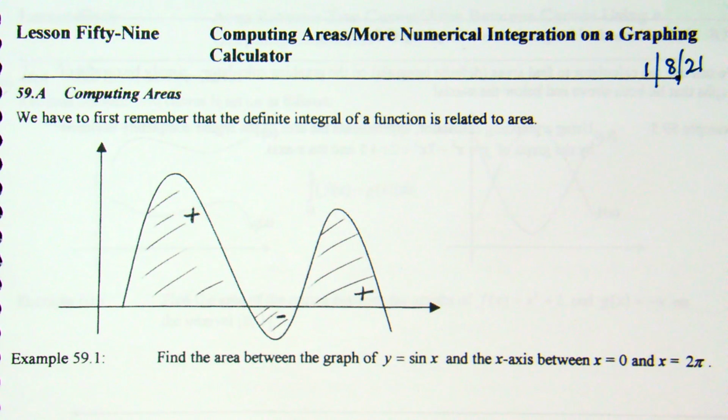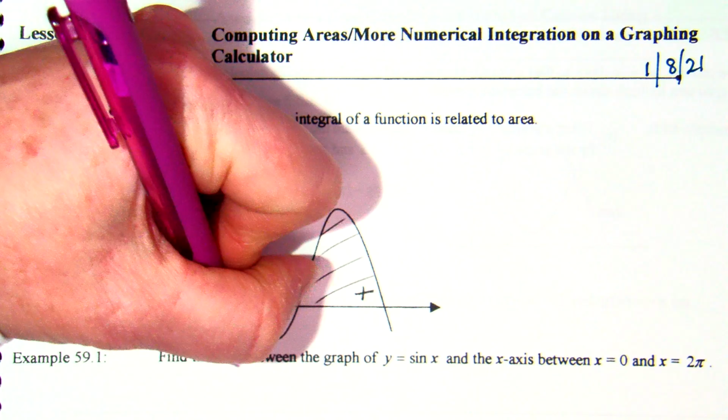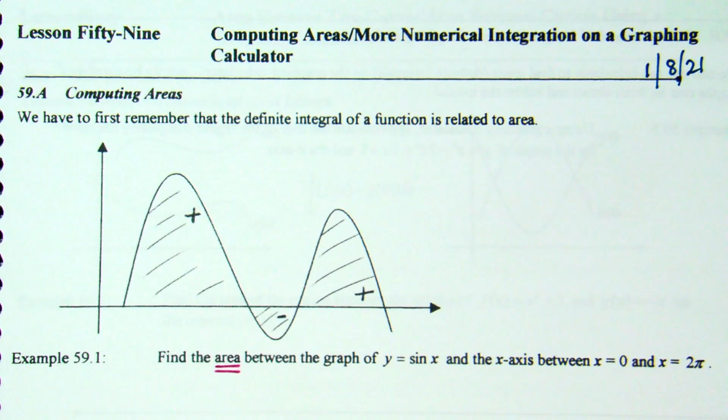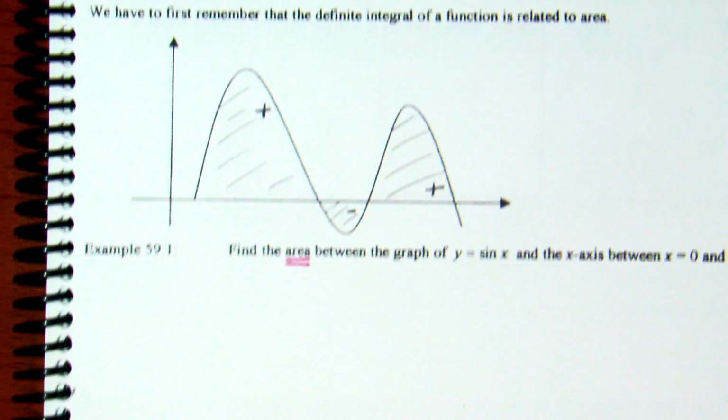So, speaking of sine, we get to talk about this as our first example. Find the area between the graph of y equals sine x and the x-axis between x equals 0 and x equals 2 pi. Notice, it says find the area. It's not asking us to find the value of the integral, it's asking us for area. So we let ourselves right into this because we've already talked about this. Between 0 and 2 pi.